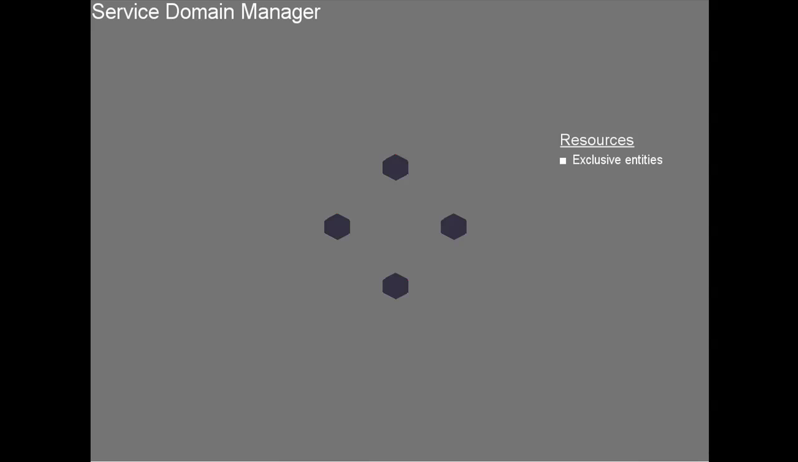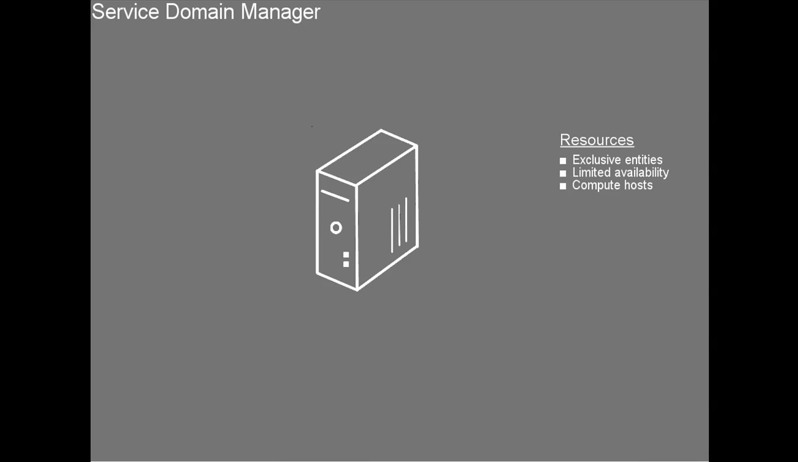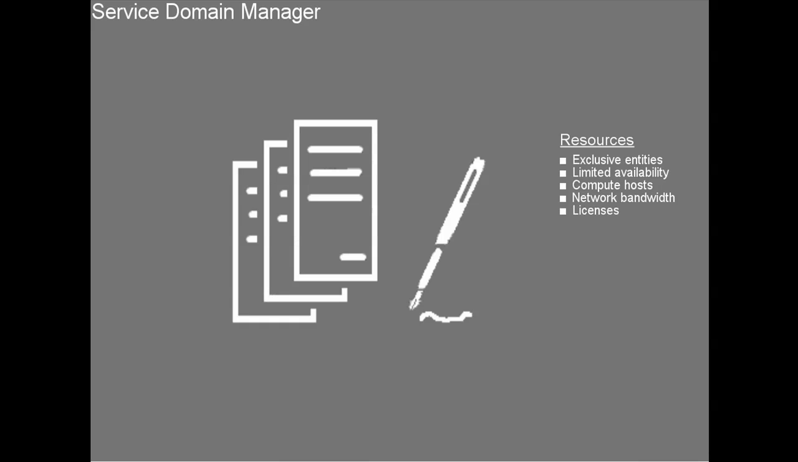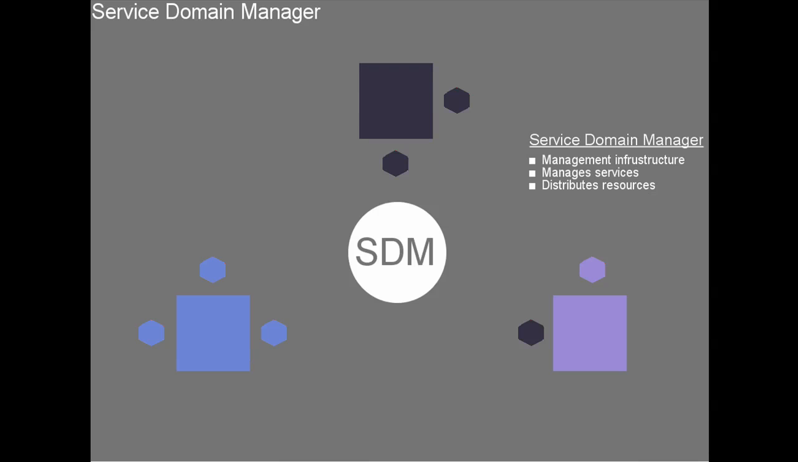Resources are exclusive entities of limited availability. Example resource types are compute hosts, network bandwidth, or licenses. The Service Domain Manager dynamically controls the resource distribution between the services to optimize configurable objectives. Example objectives are resource utilization, throughput, or power consumption.